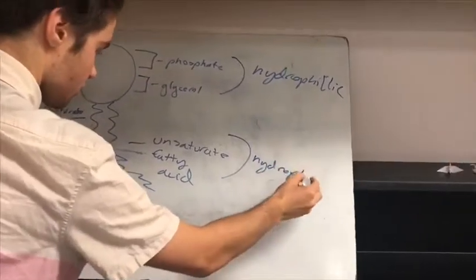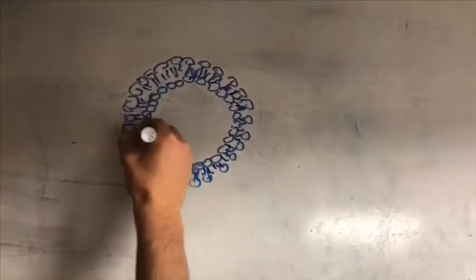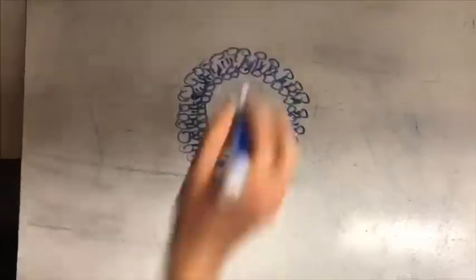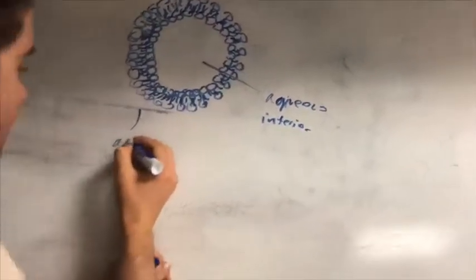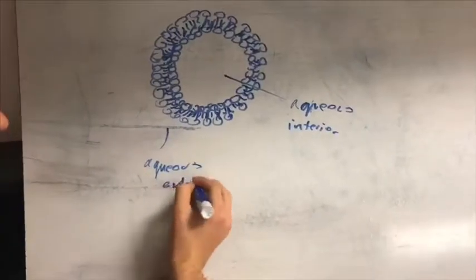So in a plasma membrane, these phospholipids will orient themselves so that the heads are facing the aqueous interior and exterior, and the tails will stay on the inside because they are hydrophobic.